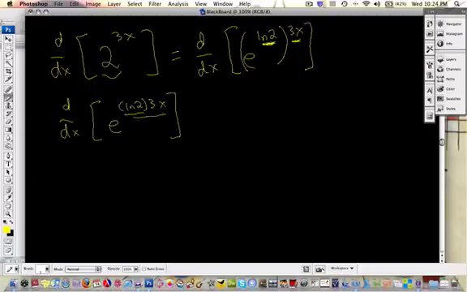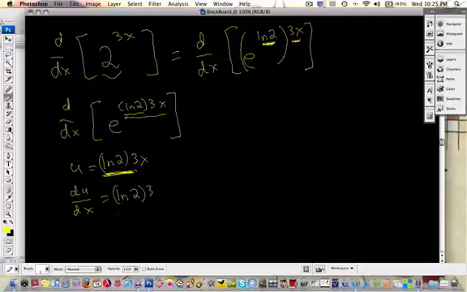So now when we go to do our chain rule, similar to before, what we've got as our inner function is ln 2 times 3x. ln 2 times 3 is just some number, a constant, so it's still just a constant times x. So the derivative of the inner, du dx, is just the constant, which is ln 2 times 3. But the 3 is not inside the ln. Just keep that in mind.